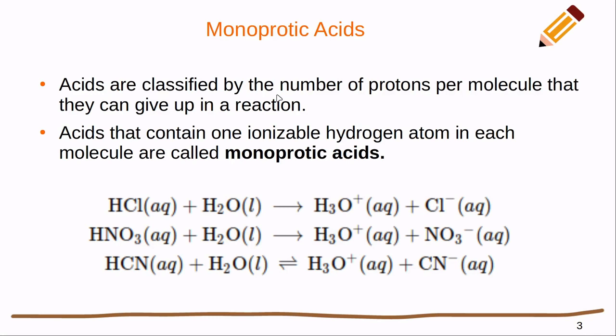So we've learned a few ways of classifying acids, and we're going to have one more here. We can actually classify them by the number of protons per molecule that they can give up in a reaction. Acids that contain only one ionizable hydrogen in each molecule are called monoprotic. So a lot of our examples we've been using so far have been monoprotic. There's one hydrogen that can be donated, and it produces that hydronium and its conjugate base.